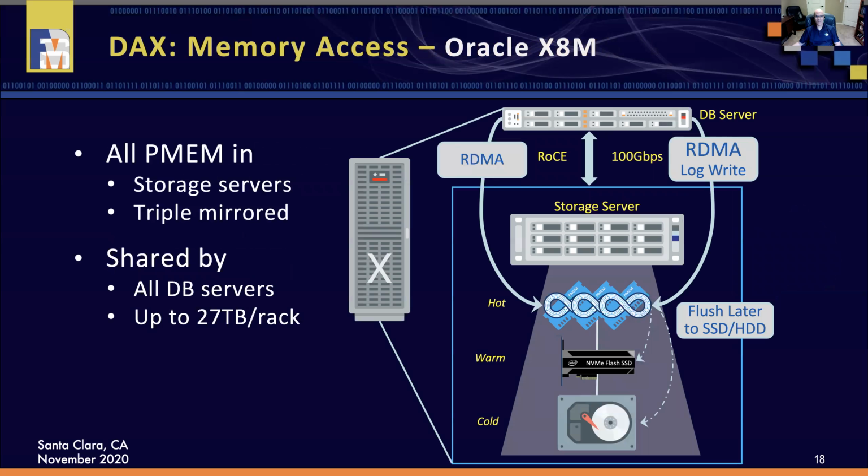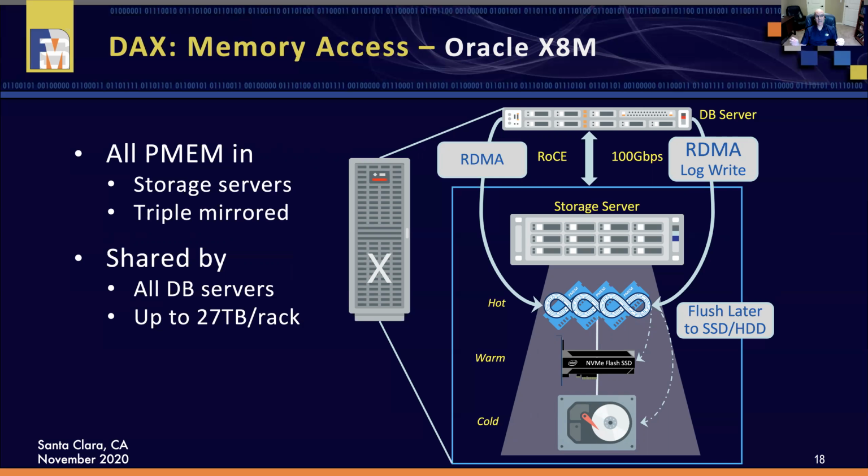All of the persistent memory exists in the storage servers, not the database servers. For those of you who aren't familiar with Exadata, you have two types of servers within the rack. One is the database server where the Oracle database runs, and the other is the storage server. You can have multiples of both, depending on configuration. But they're putting all of the persistent memory, all the PMEM, inside the storage servers. None of it is in the database servers.